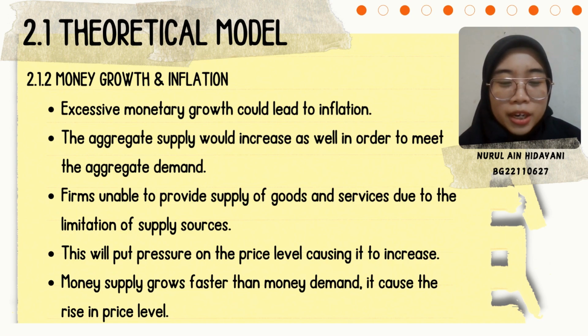The second one is money growth and inflation. Money growth is good to help with recession. However, excessive monetary growth could lead to inflation. As we know, the increase in money supply would lead to an increase in demand for goods and services. So, the aggregate supply would increase as well in order to meet the aggregate demand. However, due to limitation of supply sources, firms could not supply that much goods and services that meets consumers' demand, which causes excessive demand in the market. This will put pressure on the price level, causing it to increase.